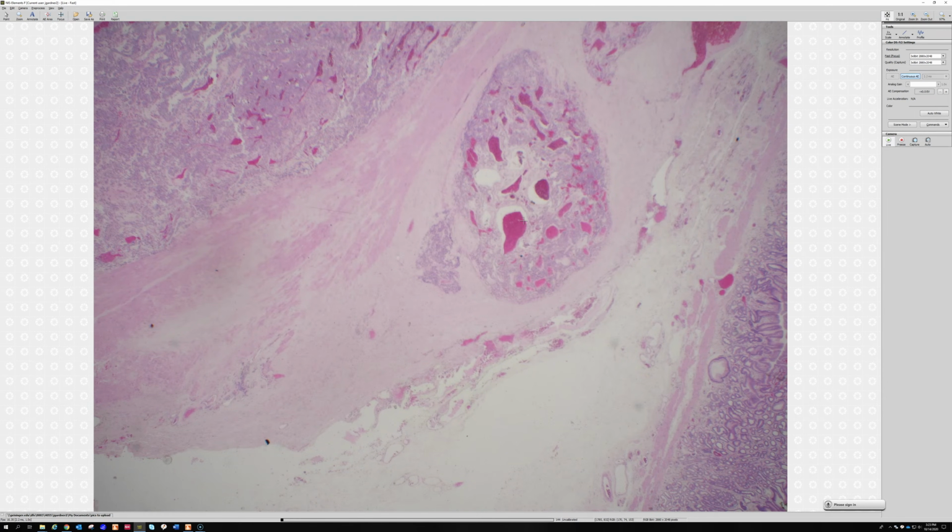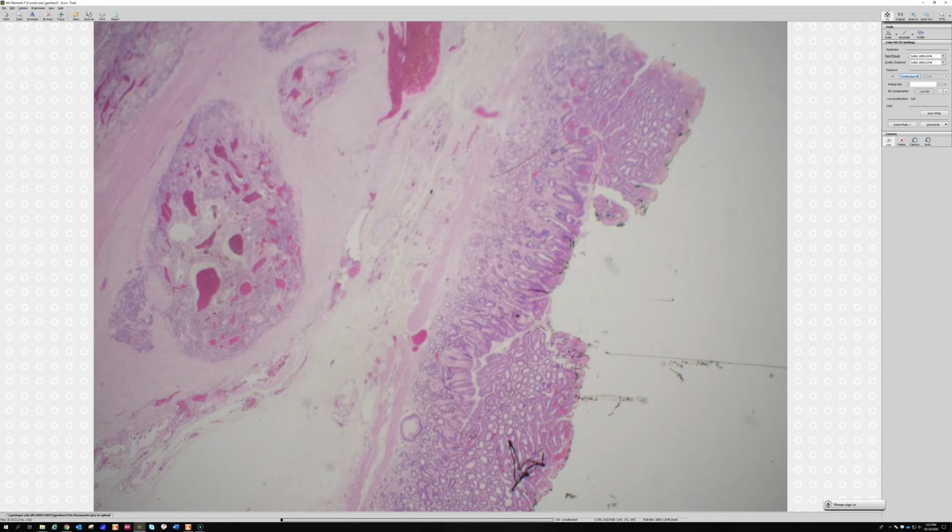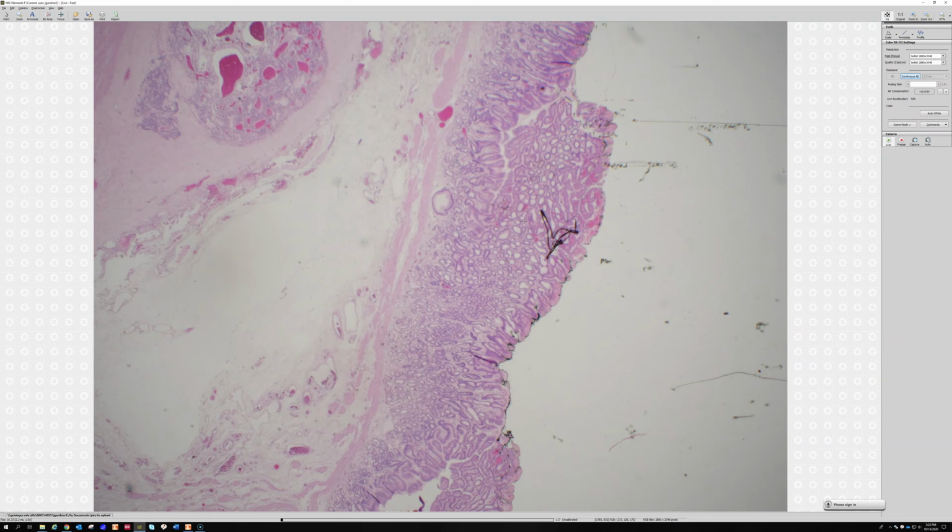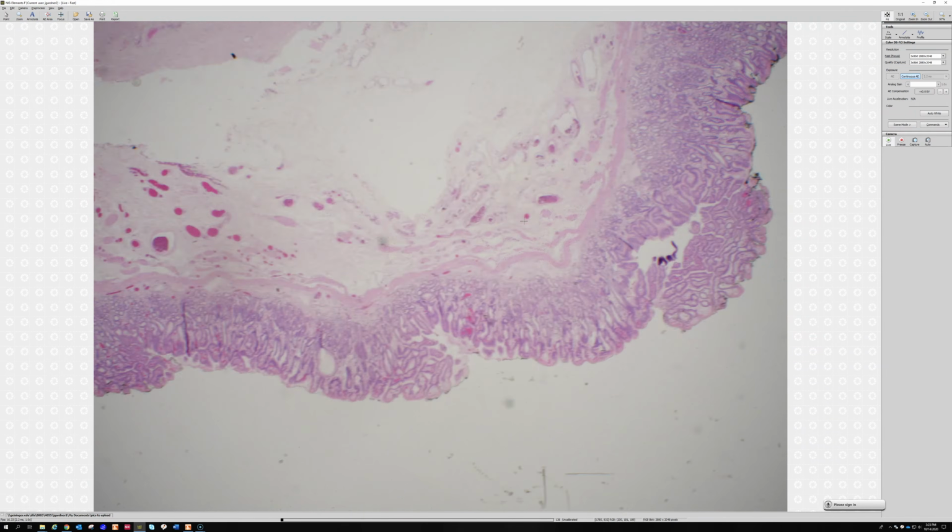Really nice example. Oh yeah, here for anyone who wanted to see, there's our mucosa. So if you're into GI path, now you've seen something other than soft tissue. Okay, now that's enough of that. Back to soft tissue. Okay, case number 3.